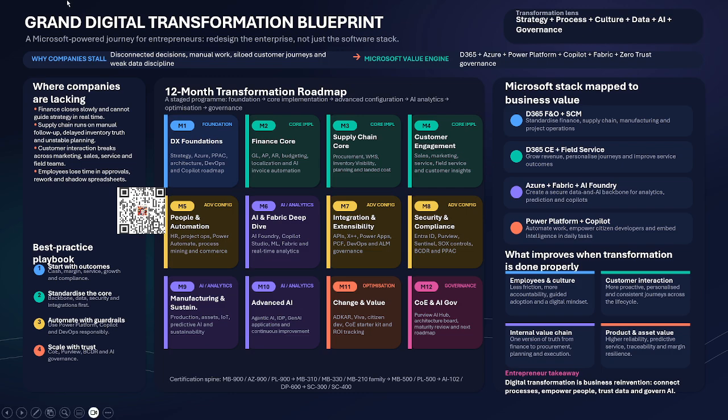This is called the Grand Digital Transformation Blueprint, and we'll be going deeper and deeper into it as we go through the whole digital transformation roadmap. In the first month, month one, which will be the foundation part of this roadmap, we'll be talking about DX Foundation, Dynamics 365 Foundation, and strategy. We'll be discussing Azure, how to spin off the servers, what the architecture will be, how DevOps can be used, and what the Copilot roadmap can be.